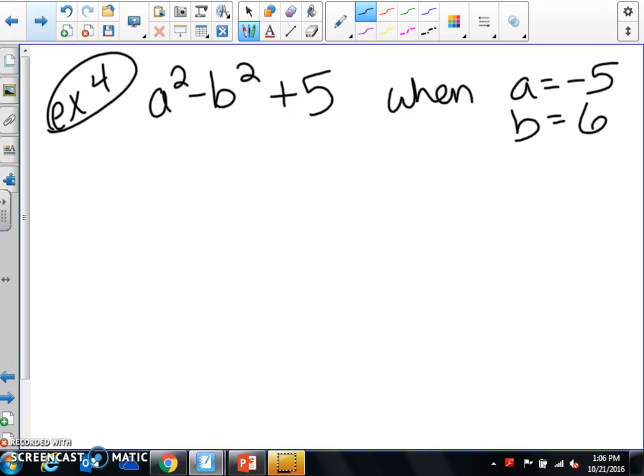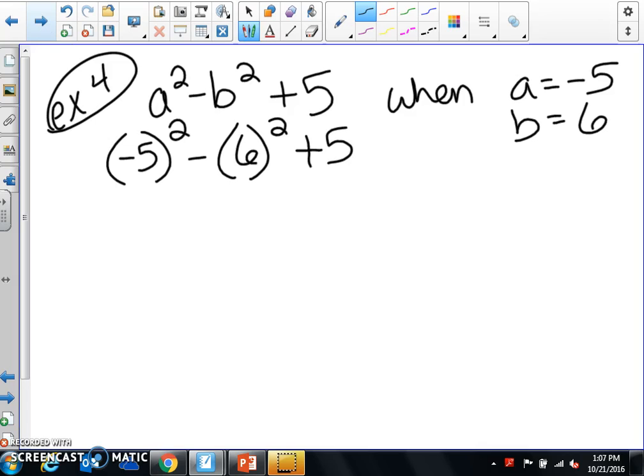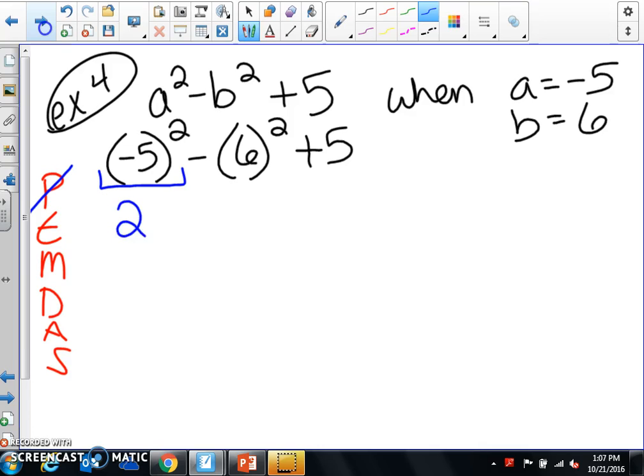Alrighty. Once again, I plug in using parentheses. So A is negative 5 squared minus B is 6 squared plus 5. So I'm going to write PEMDAS. So I have parentheses, but there's nothing to simplify within the parentheses, so the P's done. So let's go ahead and take care of these exponents. That's negative 5 times negative 5. So a negative and a negative is a positive. 5 times 5 is 25.